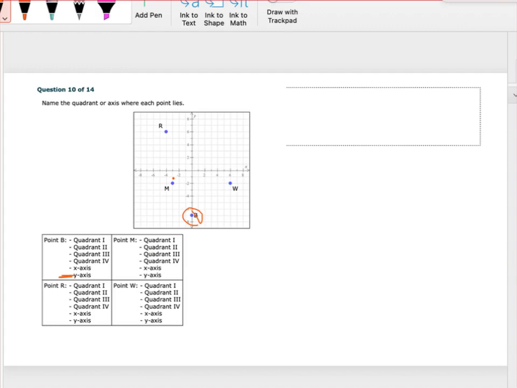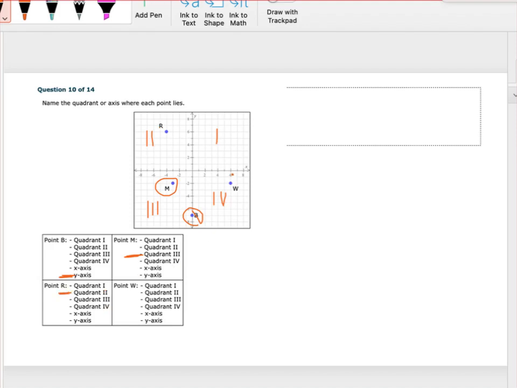Okay, point M is right here. Now, point M is left and down. Remember, this is quadrant 1. This is quadrant 2. We use Roman numerals for the quadrants. Not quite sure why. But we use Roman numerals, and M is in 1, 2, 3. Quadrant 3 is there. Okay, R is right here. R is in quadrant 2.